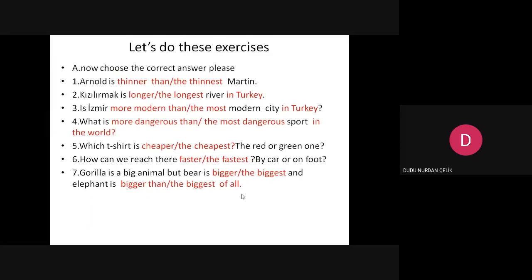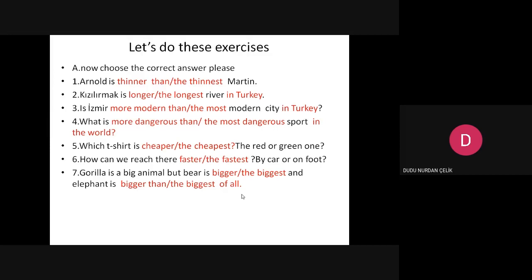Now, let's do these exercises. Before I say, please choose the correct ones. I give you a few seconds. Okay, did you give the answers?